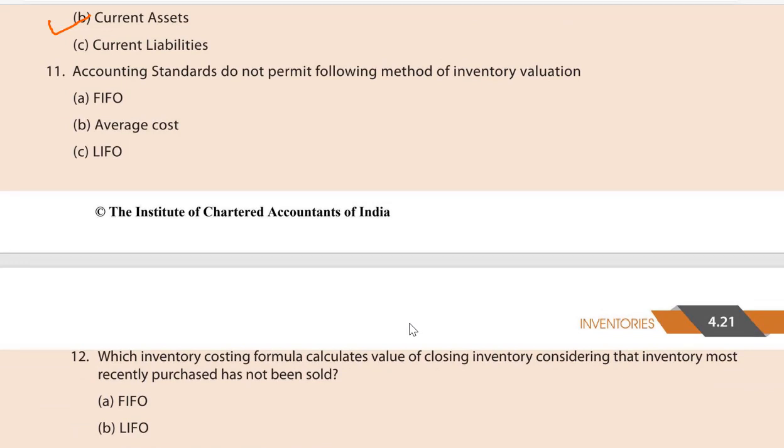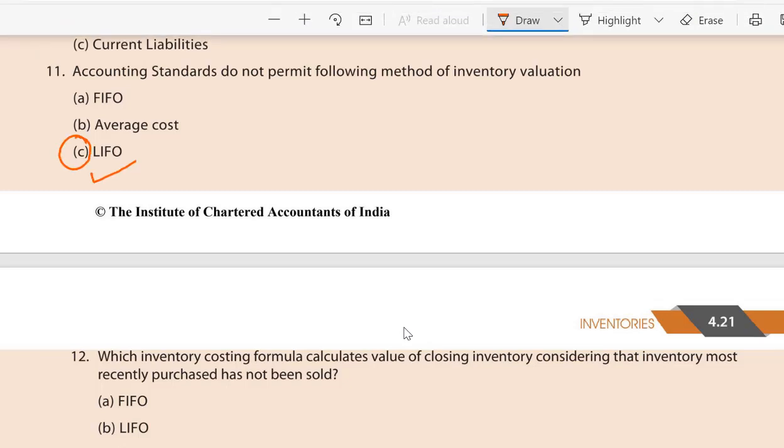Question 11. Accounting standard does not permit the following method of inventory valuation. C. LIFO. LIFO is not permitted by AS 2 accounting standard.